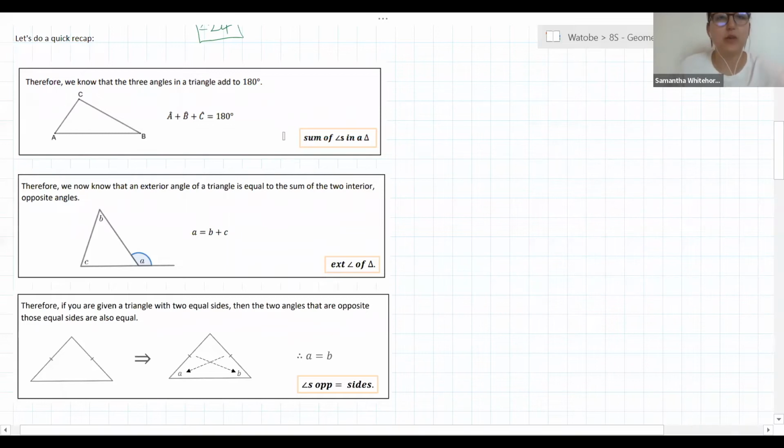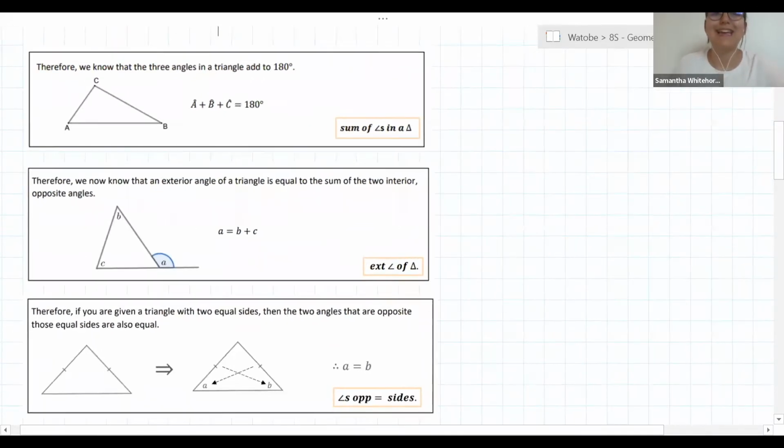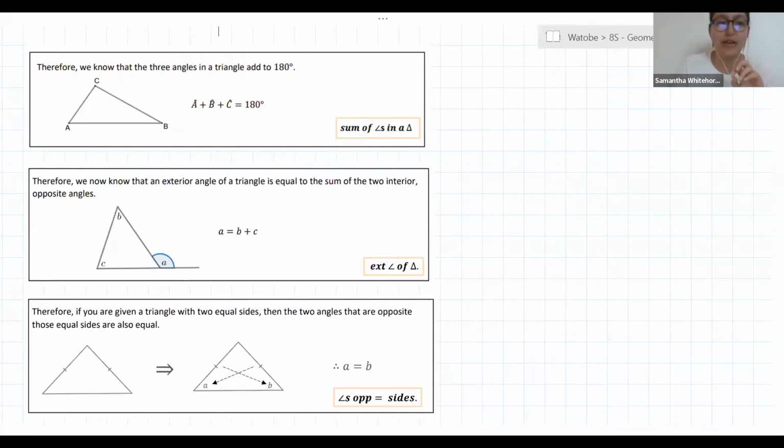The first one that we spoke about was the fact that in any triangle, if you add up the 3 interior angles, so the angles that are inside the triangle, you will always get 180 degrees. It doesn't matter what triangle it is, if you add all the angles up inside a triangle, you get 180. And we spoke about this reason of sum of angles in a triangle. So that was the very first one that we did.